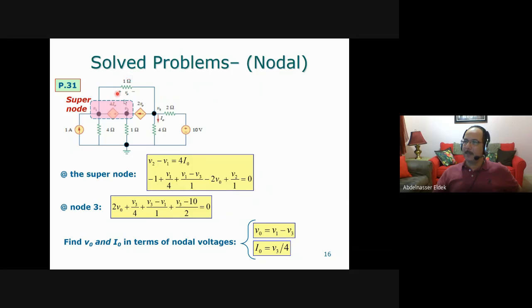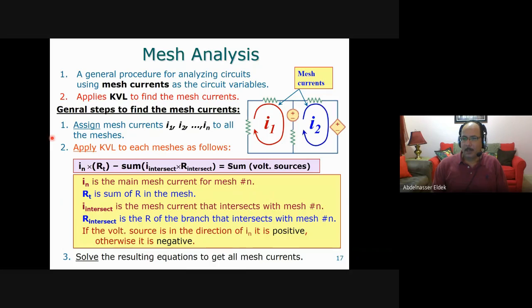What about V0? V0 is the voltage across the 1 ohm, which is simple because it is between 2 nodes. The positive side is V1, the negative side is V3. Then V0 equals V1 minus V3. So now you have V0 and I0 in terms of the nodal voltages. Then you can make it 3 equations, 3 unknowns, and you can solve them. Next time I will talk about mesh analysis.